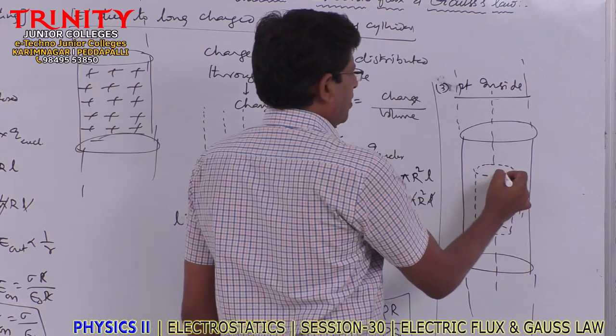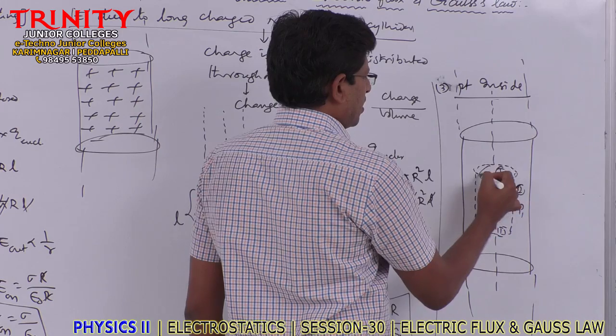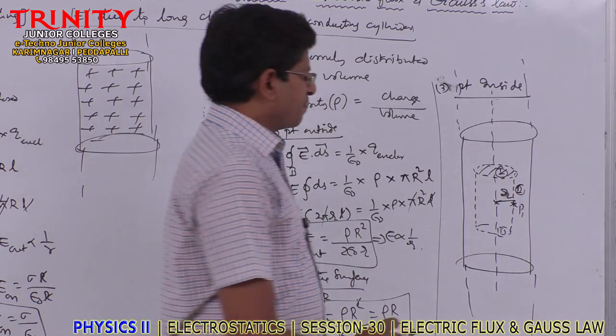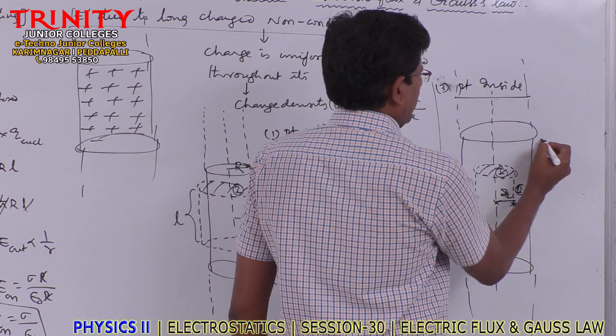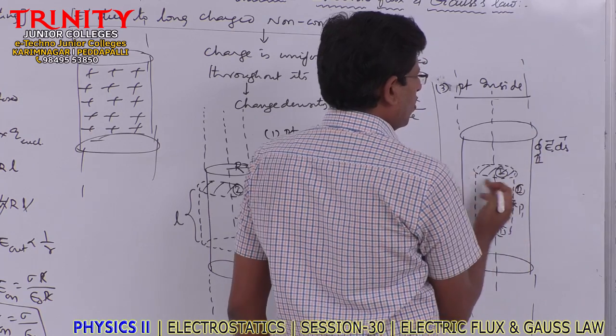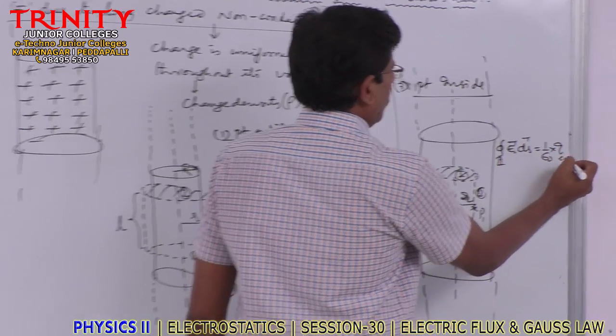So for the same region, this is area 1, this is area 3, this is the curved area 2. That story is the same. The flux is only through the lateral surface area. Therefore, E dot ds, with integration done only on the curved surface, is equal to 1 by epsilon naught into charge enclosed.